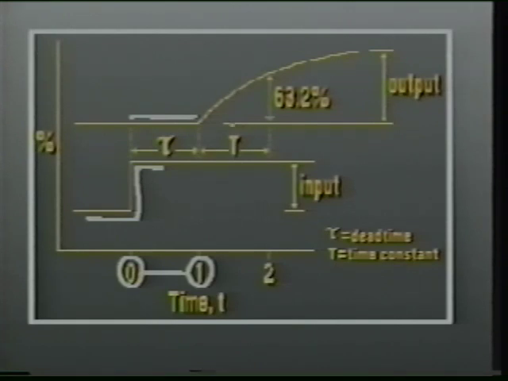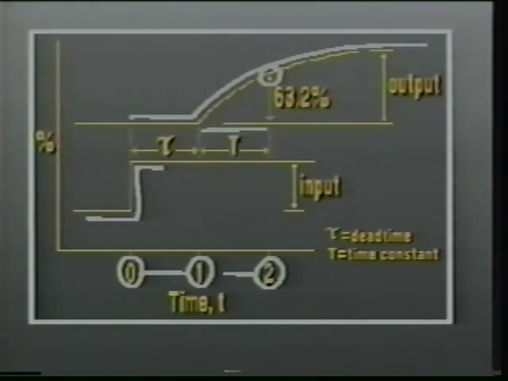At t sub 1, the change in output begins, finally leveling off. Looking back on the curve, we can see that 63% of the change had been realized at this point in time, t sub 2. This information allows us to compute the process time constant, which is the amount of time required for the process to move from one steady state to 63% of a new steady state. The time constant would equal t sub 2 minus t sub 1.